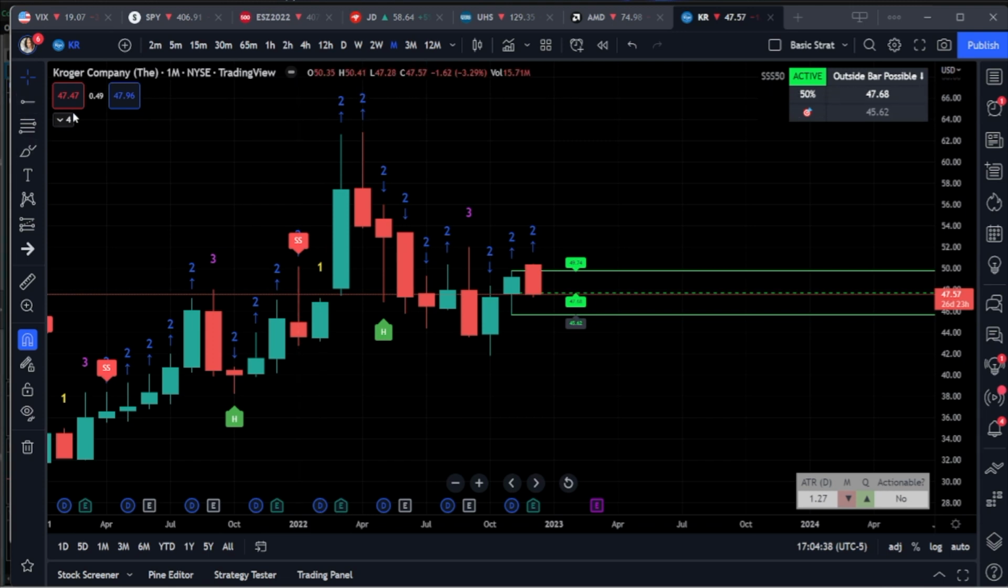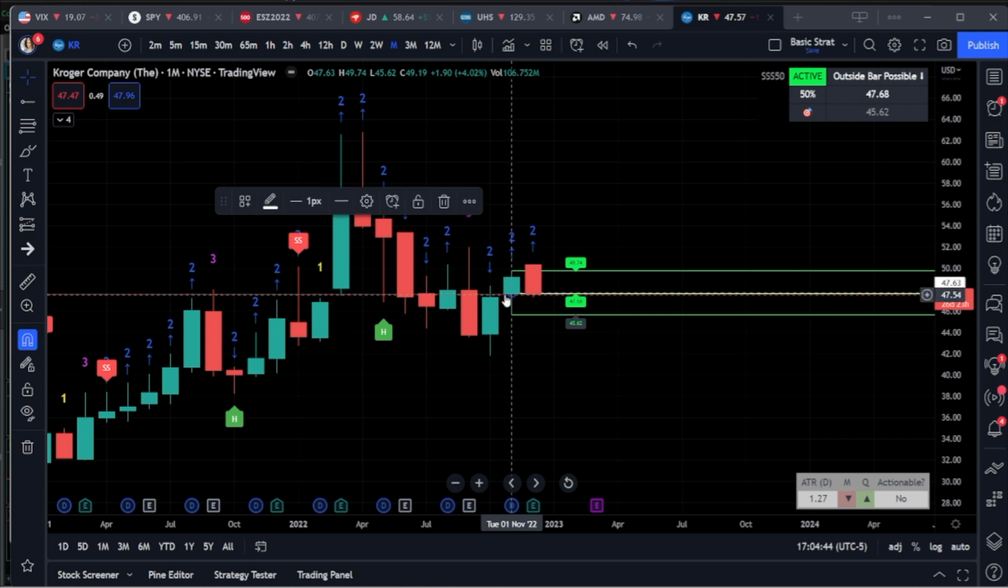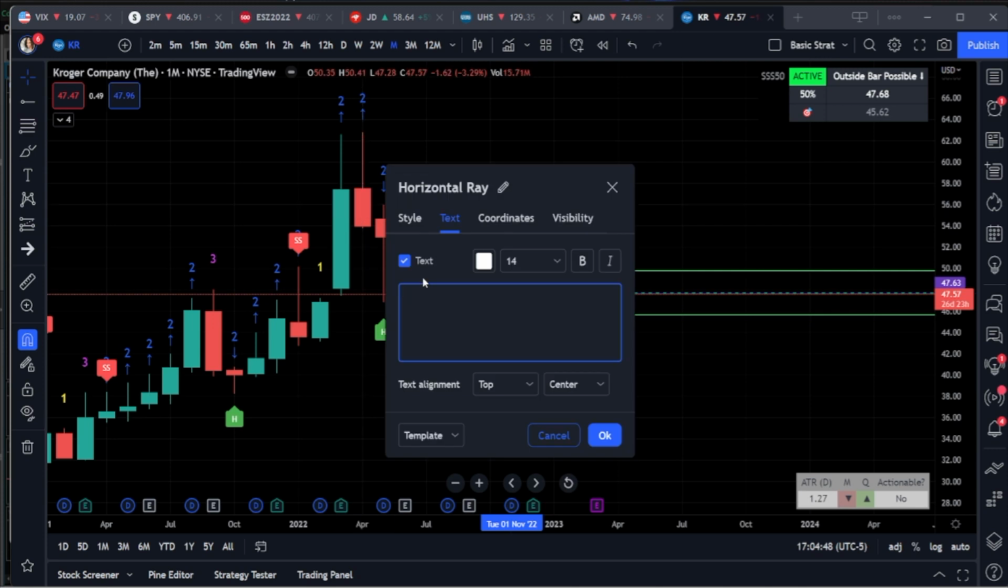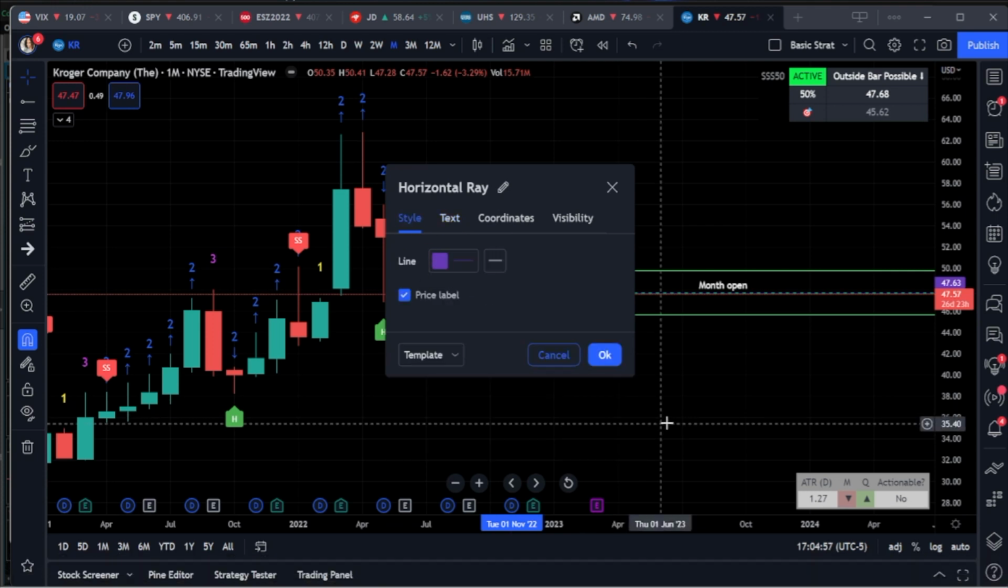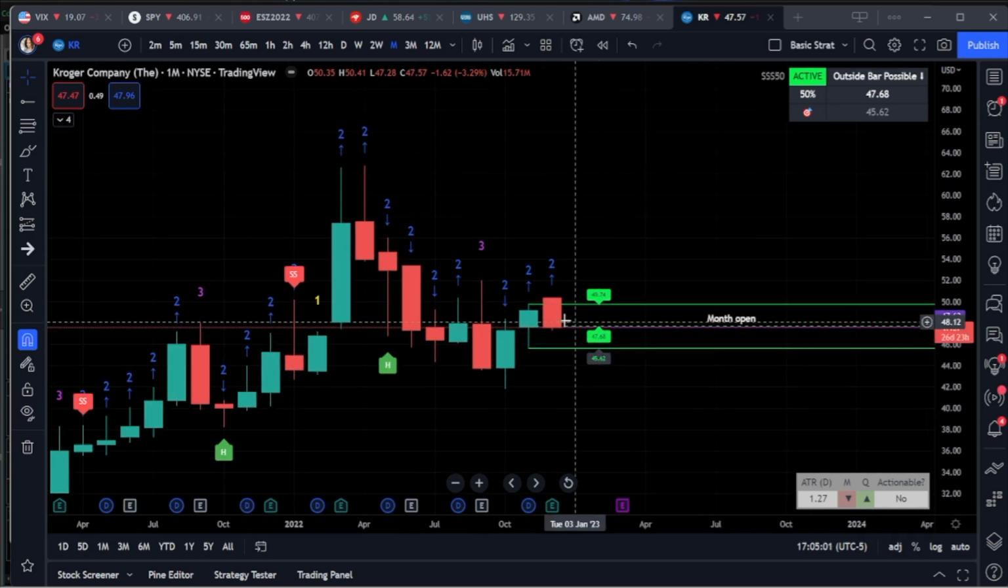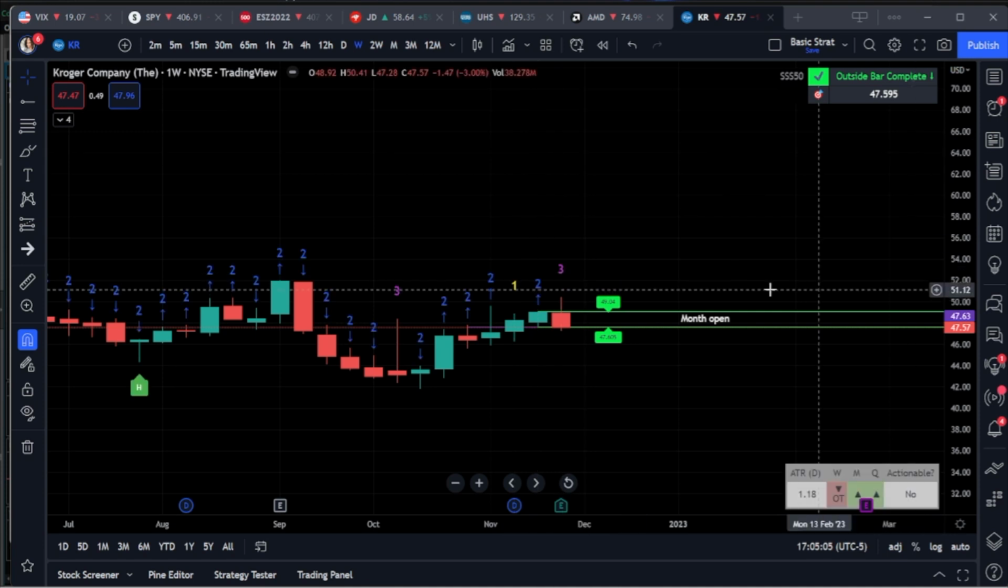So starting here on the month with Kroger, we would draw where it opened on the month. Kroger opened here, right? So we're going to mark the month open. And y'all know I like my month purple. So the month opened there. So then we would go down to the week.